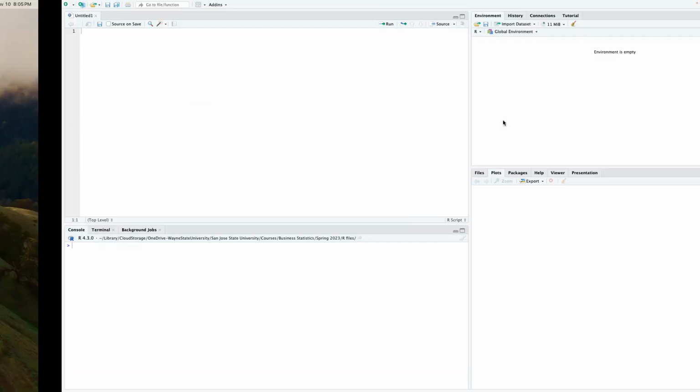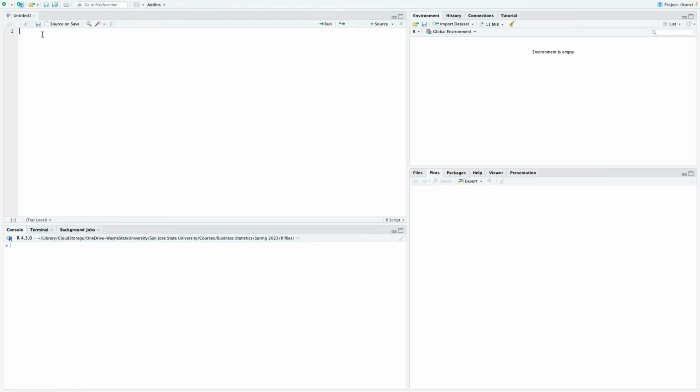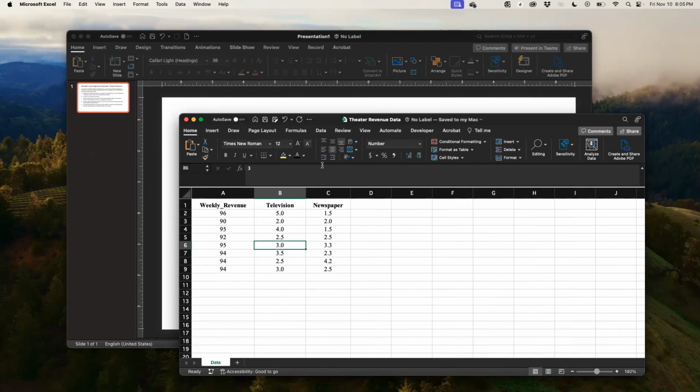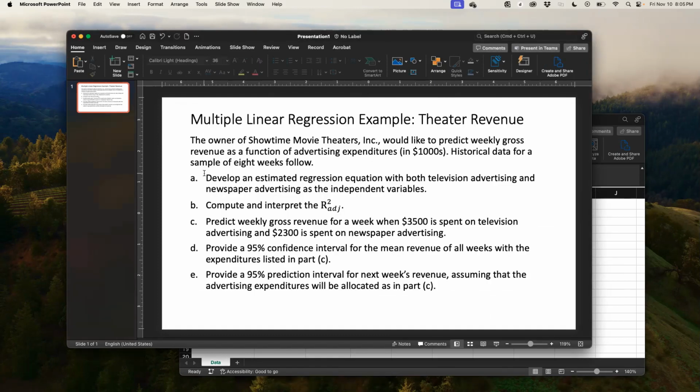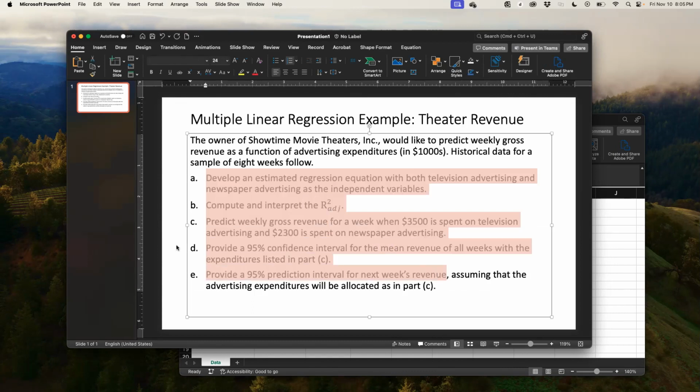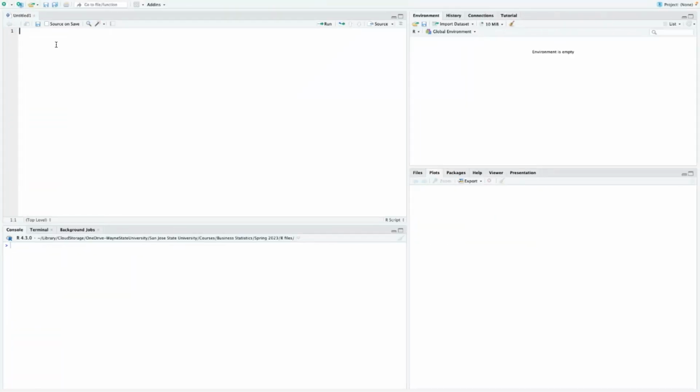All right, so I have my R code already open. I'll walk you through the different packages we need, and also how we can then use them to start answering each of these questions. So let's go ahead and start.